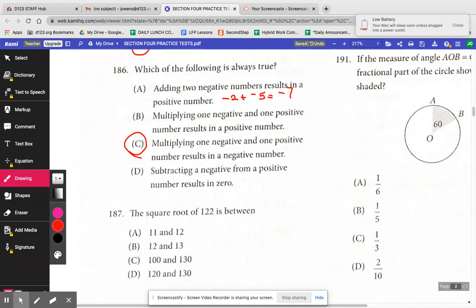We can check D, subtracting a negative number from a positive number results in 0, not necessarily.